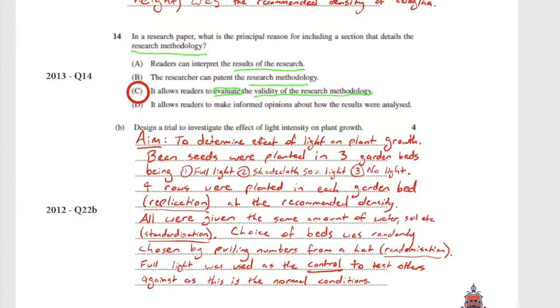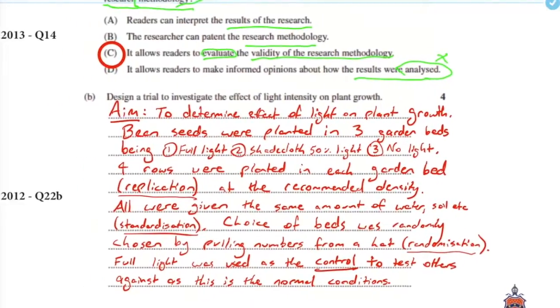And it allows the readers to make informed opinions about how the results were analyzed. And this is not about analysis, remember, it is about methodology or how the experiment was conducted. So it's definitely C. Design a trial to investigate the effect of light intensity on plant growth.